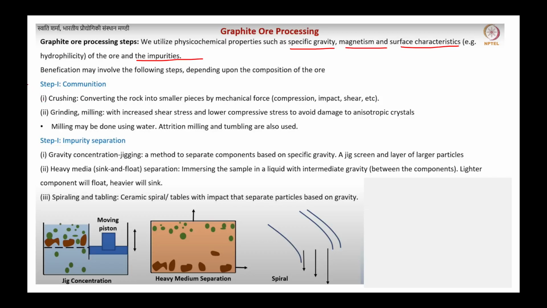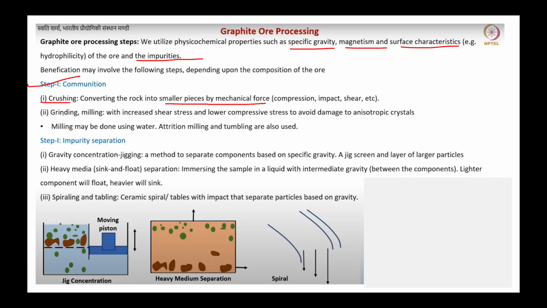The first one is comminution. In comminution, the first step is crushing, converting the rock into smaller pieces. Here you will have a big rock or the graphite ore, and that will be converted into smaller pieces by mechanical force. You can apply shear force or impact, or any other mechanical forces.